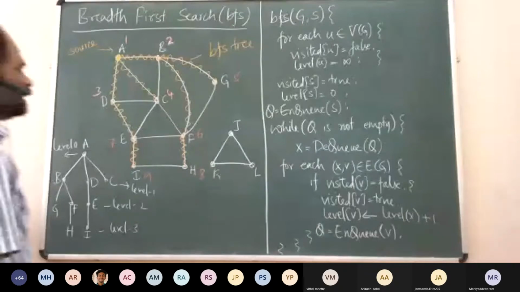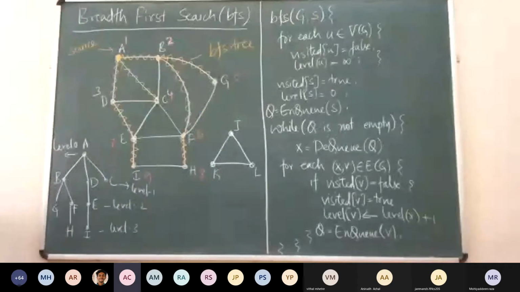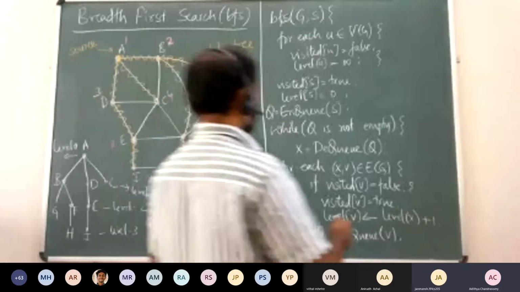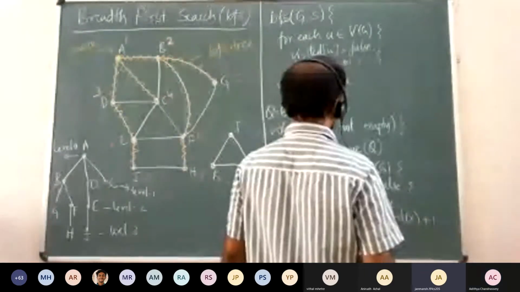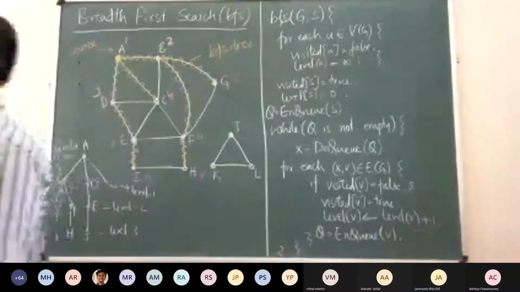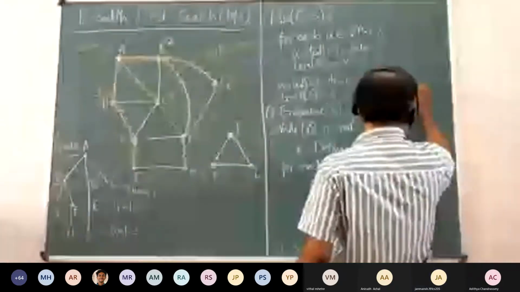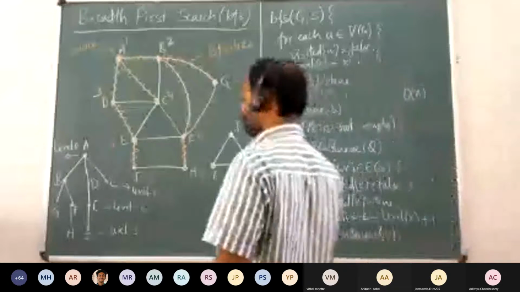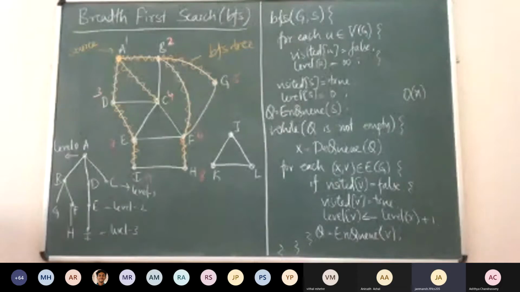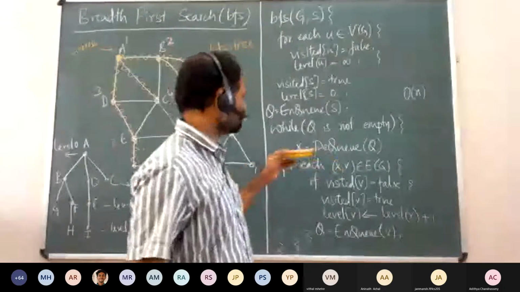Now, what will be the running time of this? V plus E, like N, the number of vertices in the component of the source. Suppose it is a single component, is it order of n? N plus M. Yes, N plus M. M also comes into the picture because here we are checking for each edge.